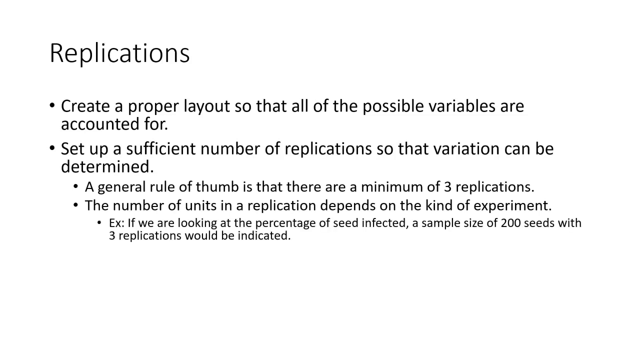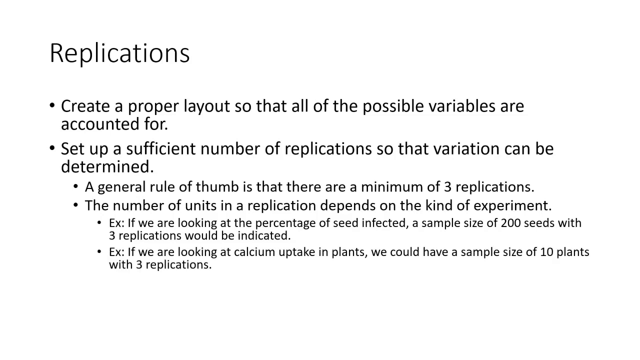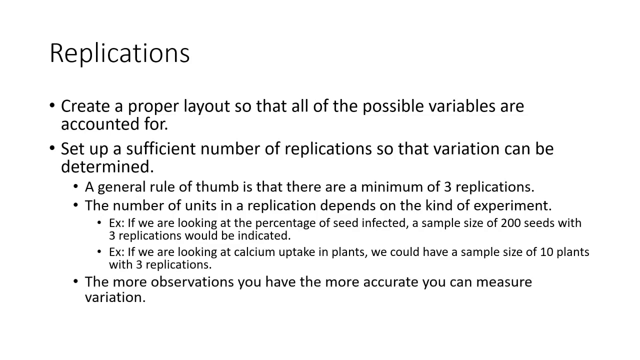For example, if we are looking at the percentage of seed infected, a sample size of 200 seeds with 3 replications would be indicated. If we are looking at calcium uptake in plants, we would have a sample size of 10 plants with 3 replications. The more observations you have, the more accurate you can measure variation.